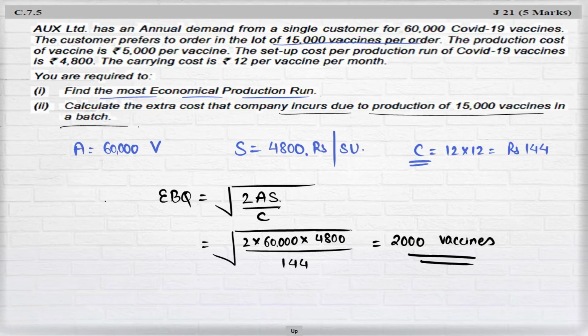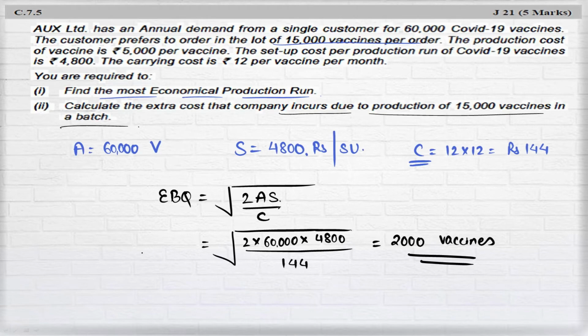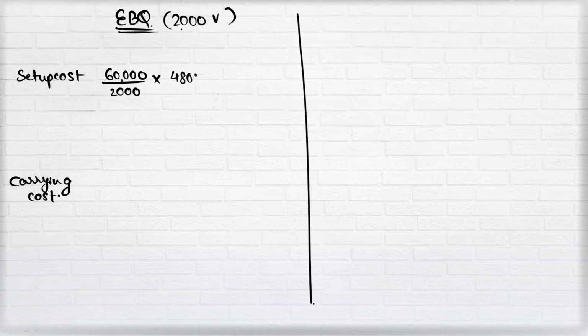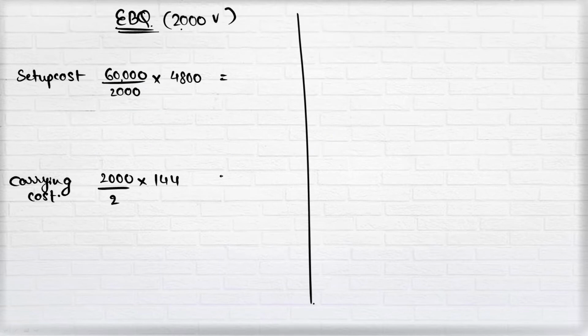What will be the setup cost? The economic batch quantity is 2,000 vaccines. Setup cost will be 60,000 divided by 2,000, which is the number of setups, multiplied by 4,800. And carrying cost is 2,000 divided by 2 multiplied by 144. It is 2880.